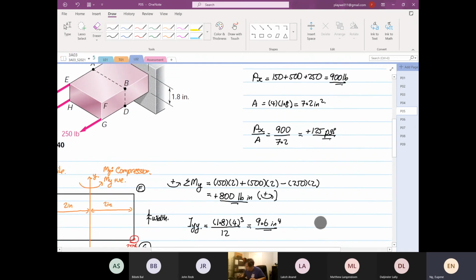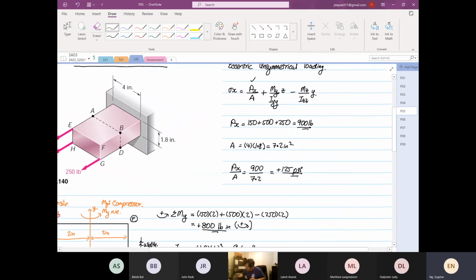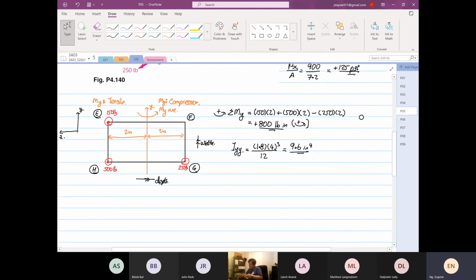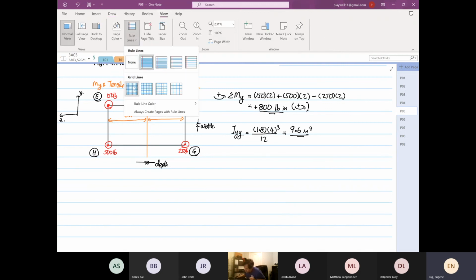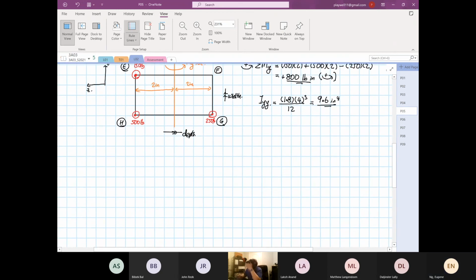Okay, so where are we now in our analysis? We have done this, and this, and this. We need to find our Izz, and we also know what the tensile and compression are. All right, where's our tensile? Next we'll do the same, to make things simple, with the same transformation.